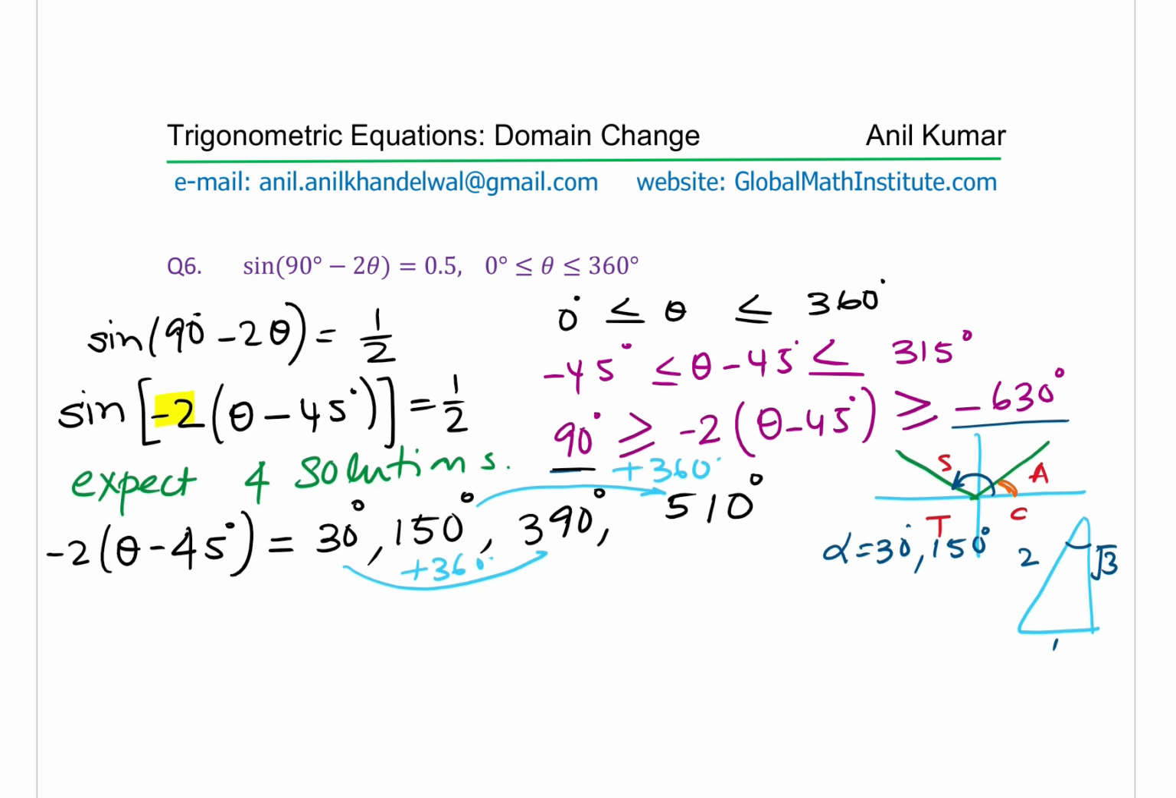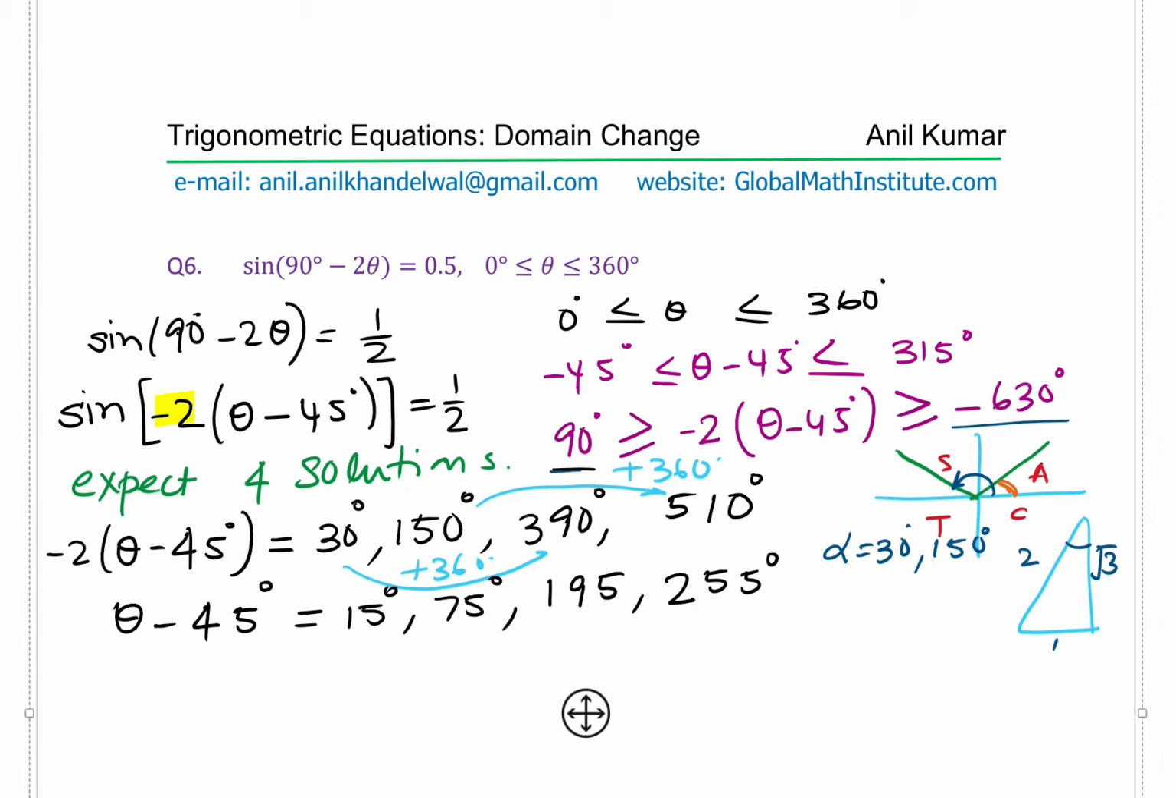Now, that is minus 2 times theta minus 45. We need to find theta. First, we'll divide by minus 2. So we get theta minus 45 degrees is equal to half of these values, which is 15 degrees, 75 degrees, 195, 255. Correct?